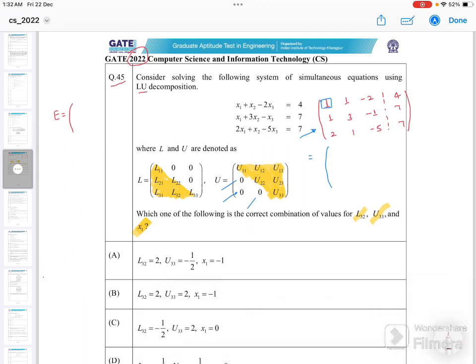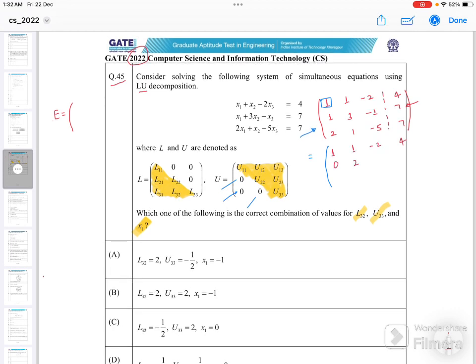So let's do the first elimination. What we are doing in the first elimination is simply subtracting row 1 from row 2. The first row is going to be as it is, and the second row will be 0, 3 minus 1 is 2, and minus 1 plus 2 is 1, and 7 minus 4 is 3, right?